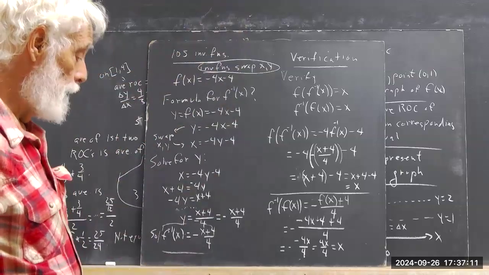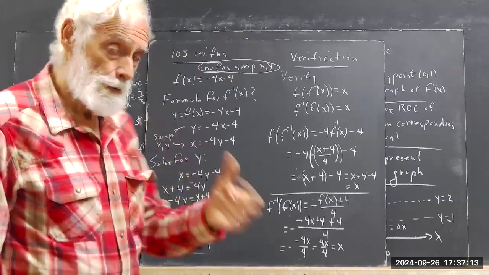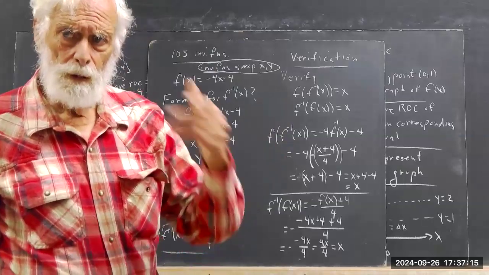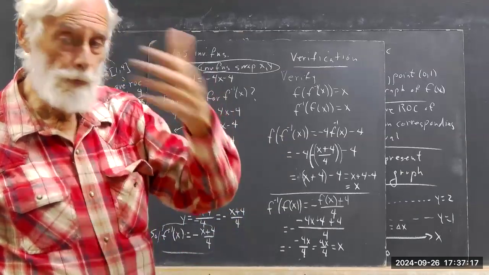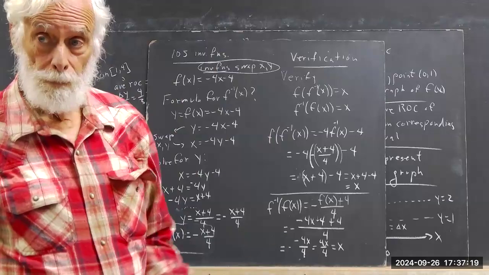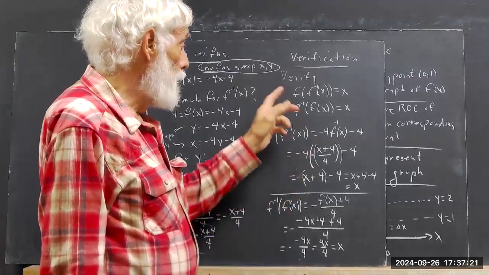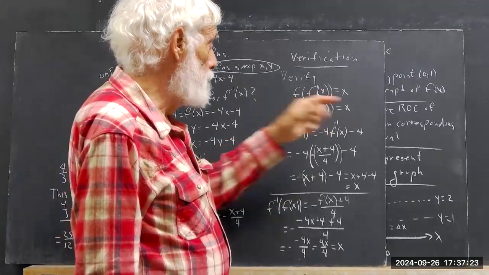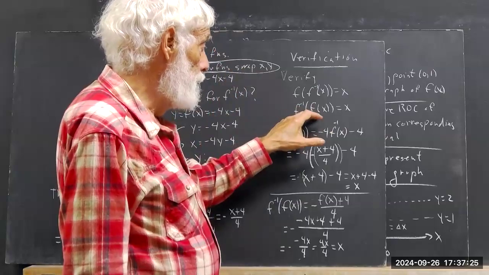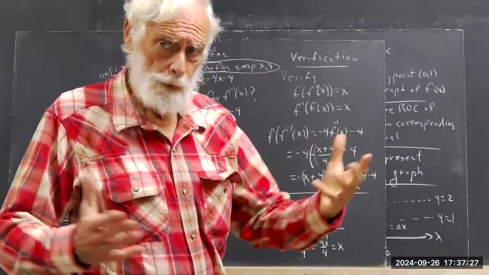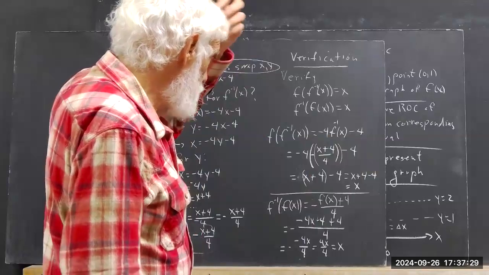Now we want to verify this. How do you verify? And this is a little more challenging part. You got to remember how to verify inverse functions. And it just comes down to f of f inverse of x equals x and f inverse of f of x equals x. Now we do that, it's very simple.